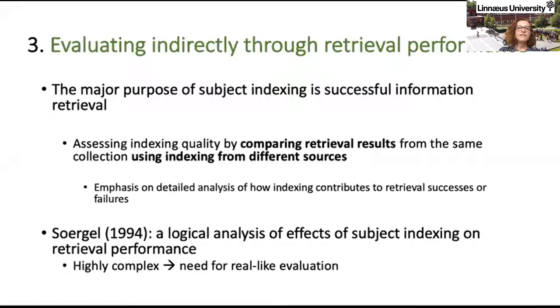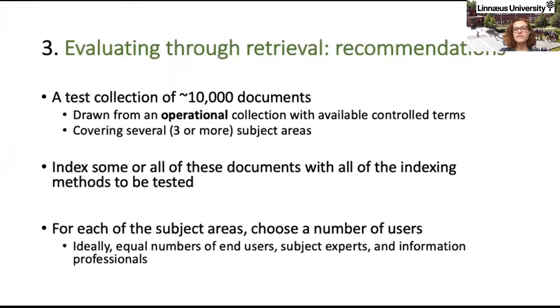And the third and final step is to evaluate indirectly through retrieval performance, because the major purpose of subject indexing is successful information retrieval. So what we do here, we compare retrieval results from the same collection using indexing from different sources, meaning manual sources, meaning different algorithms that we were testing or different ensembles or combinations of algorithms. And here the emphasis is on detailed analysis of how indexing contributes to retrieval successes and failures.